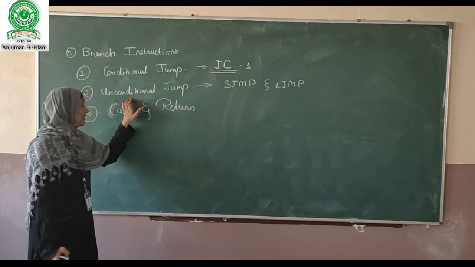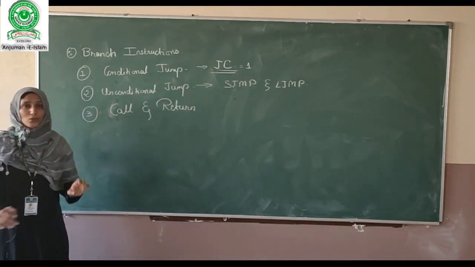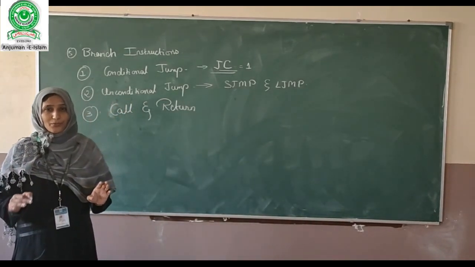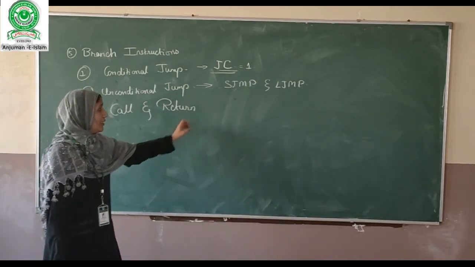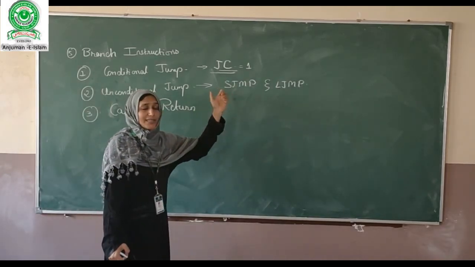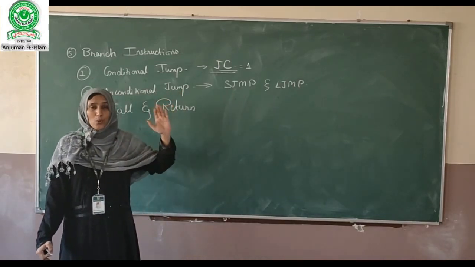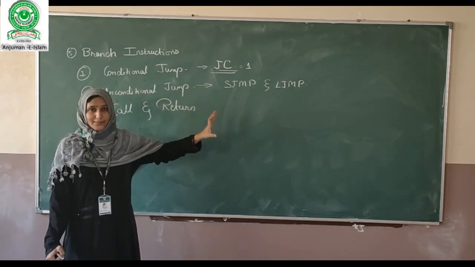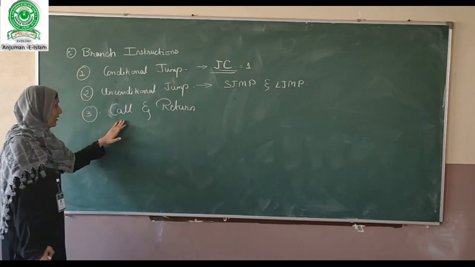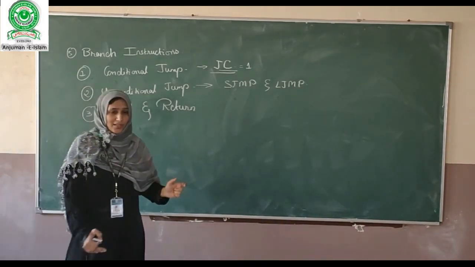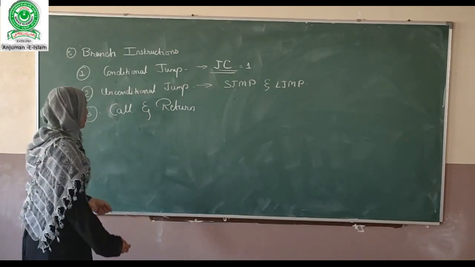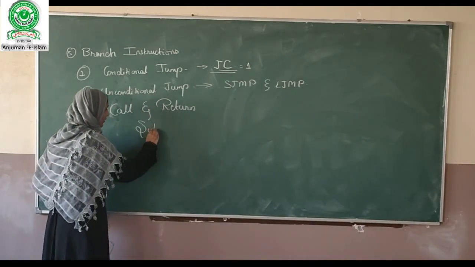But in the unconditional jump, there is no condition which will be checked. Without checking any condition, as soon as the microcontroller executes this instruction, it is going to branch to the place where the label is written. Now next, coming to the call and the return statement instructions. For this, you need to know what is meant by a subroutine.